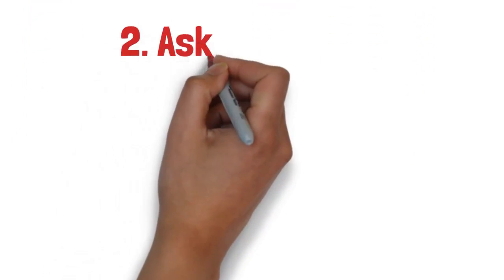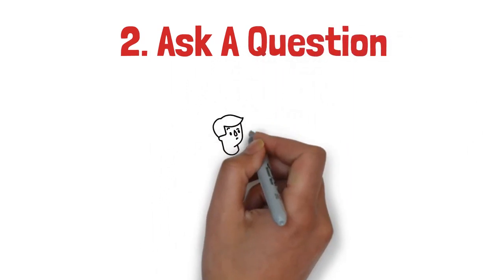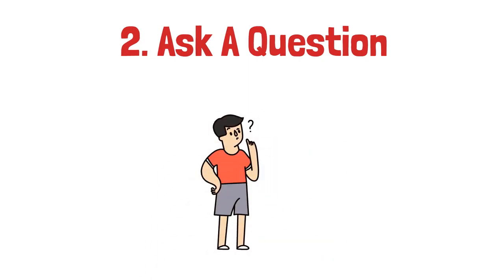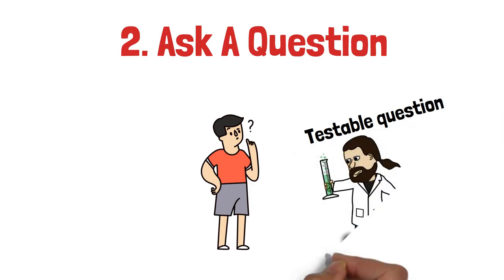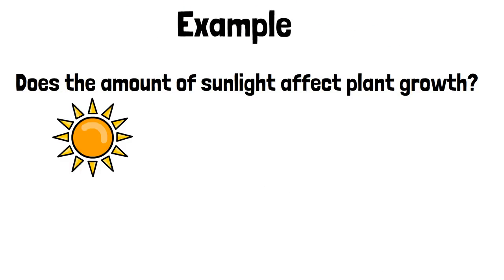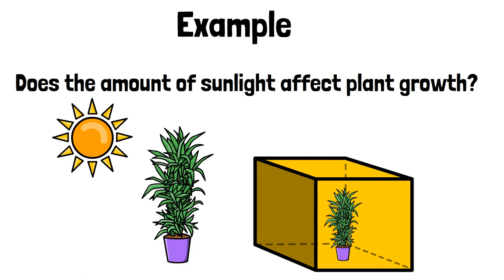Step number 2, ask a question. After you have made an observation, usually a question comes after. You need to ask a testable question, a question that enables you to carry out an experiment to find the answer. The question must be about changing one thing in the experiment to see how it affects something else. In other words, it must be measurable. Example, does the amount of sunlight affect plant growth? That is an example of a testable question.